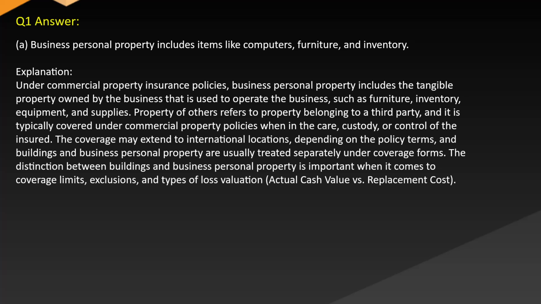The coverage may extend to international locations, depending on the policy terms, and buildings and business personal property are usually treated separately under coverage forms. The distinction between buildings and business personal property is important when it comes to coverage limits, exclusions, and types of loss valuation, actual cash value versus replacement cost.